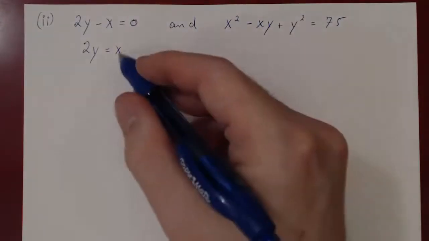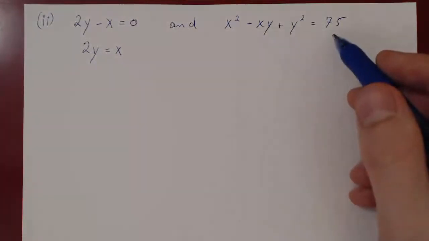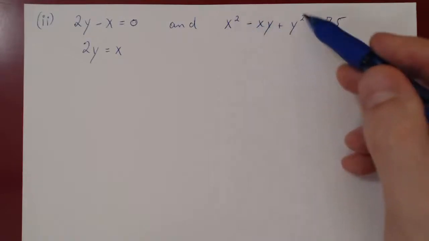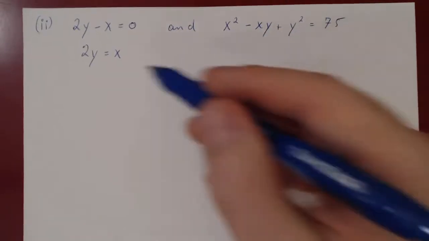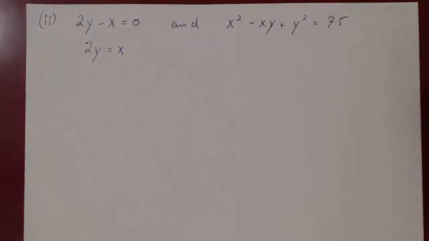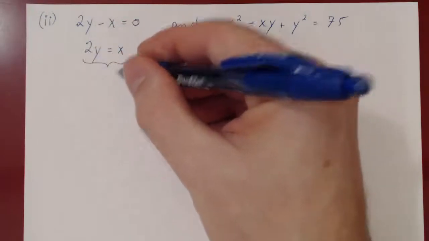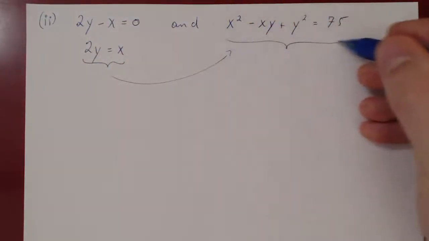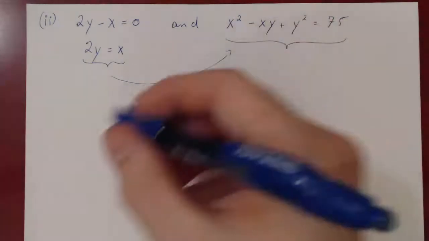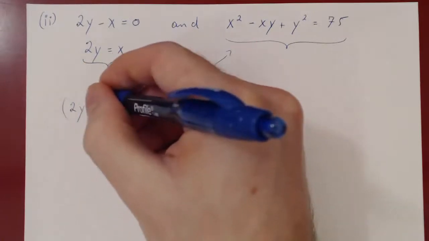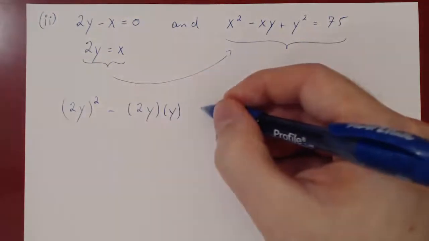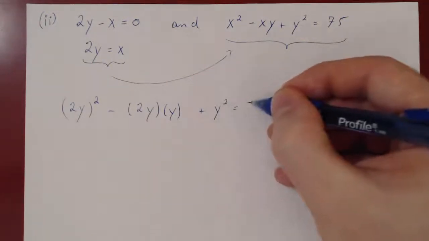And then what we'll do is replace x by 2y in this equation, right? You could have solved for y and said y is x over 2, but then you would introduce fractions in the expression. You're better off leaving x as 2y and replacing x in here by 2y, and then you don't get any fractions. So this will make the algebra a little simpler. So we substitute. So what do we have? Well, x is 2y, so 2y all squared, minus x, which is 2y, times y, plus y squared equals 75.